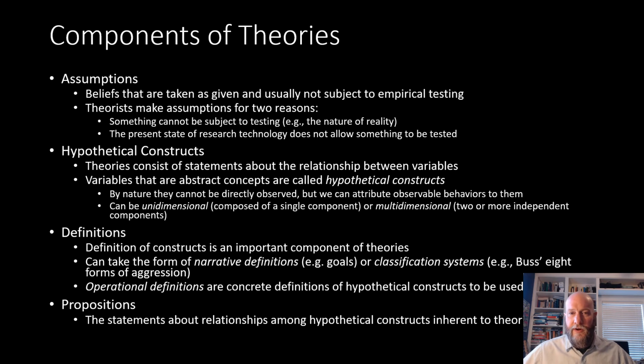The second key component of a theory is a hypothetical construct. I've also been using the term concept. We're going to use concept and construct pretty interchangeably in this class, so I want to make sure that you're aware of that. But essentially, theories consist of statements about the relationships between variables. And variables in this case are defined, especially in all scientific research, but especially in behavioral research, as hypothetical constructs. They're abstract concepts. By nature, these things cannot be directly observed, but we can attribute observable behaviors to them.